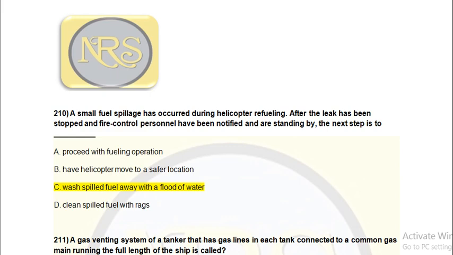The correct answer is option C, wash spilled fuel away with a flood of water, because improper operation can lead to producing static electricity. This static electricity is more than enough to cause a fire hazard. So we have to remove the source of fuel from the fire triangle in order to prevent fire. So option C is the correct answer for question number 210.